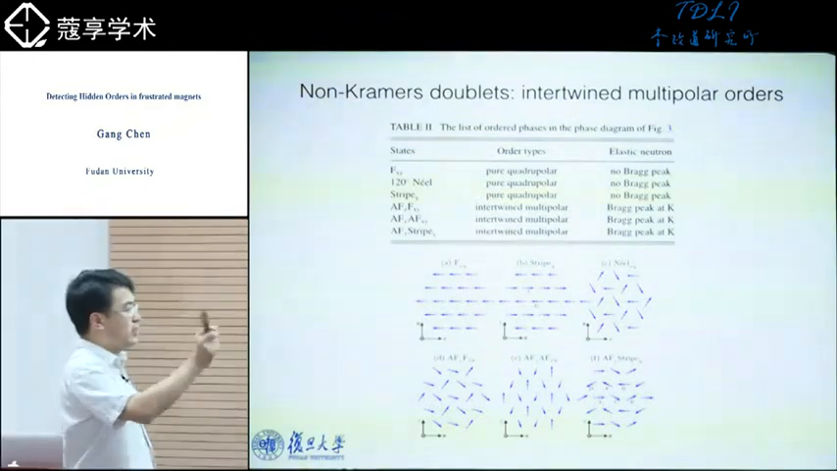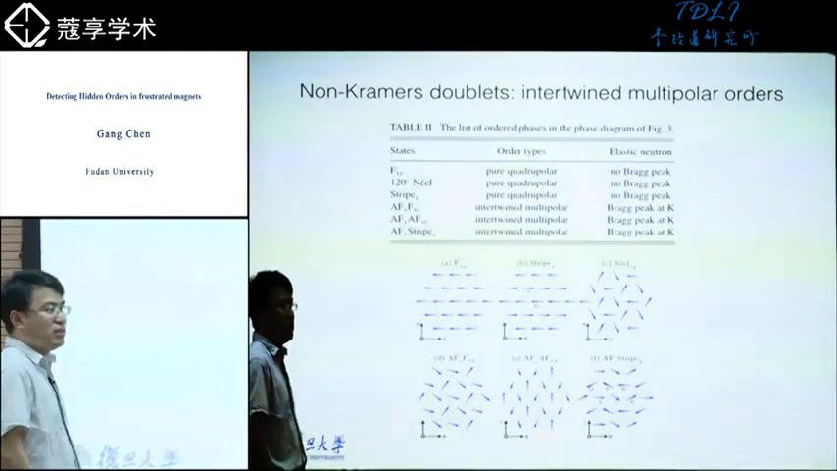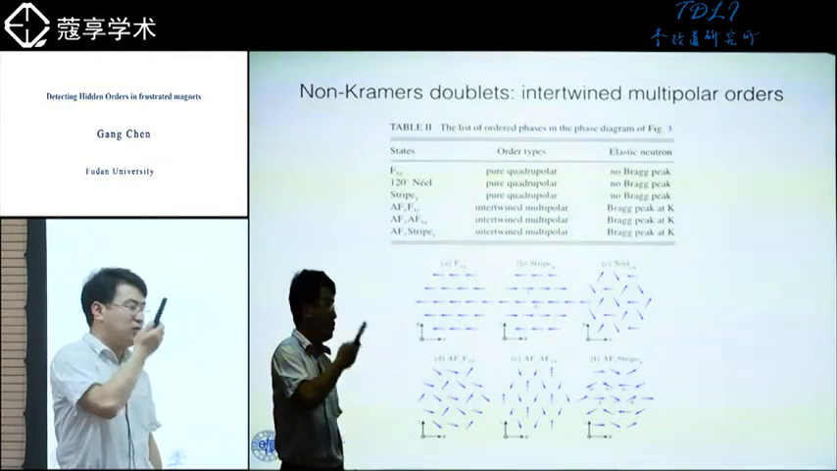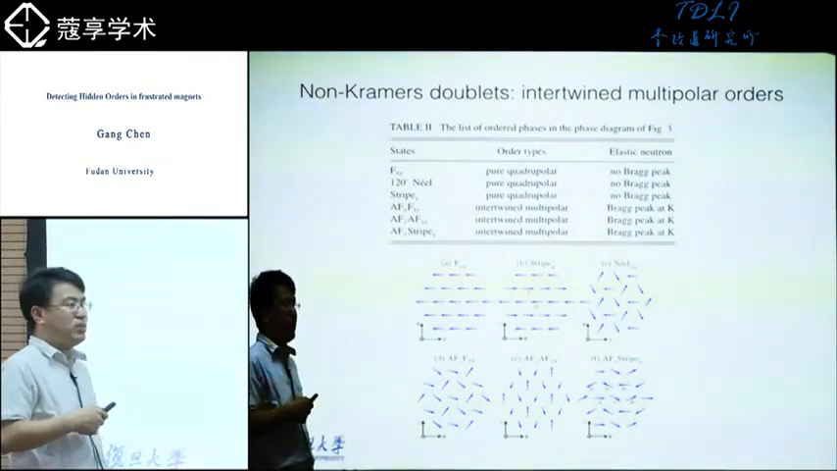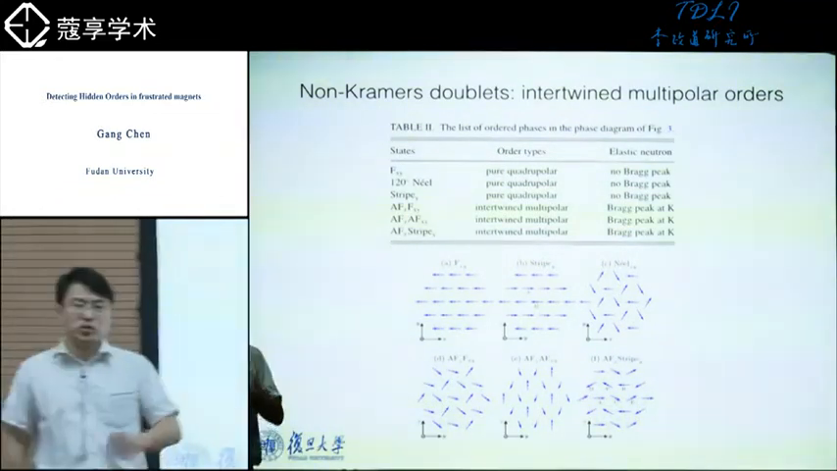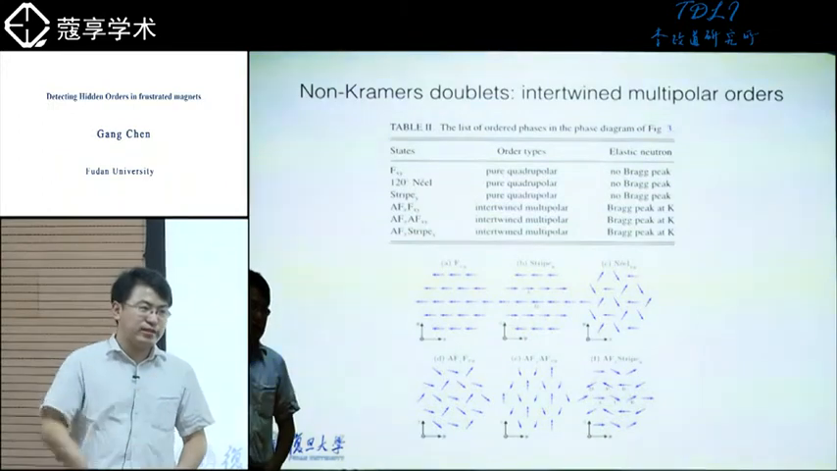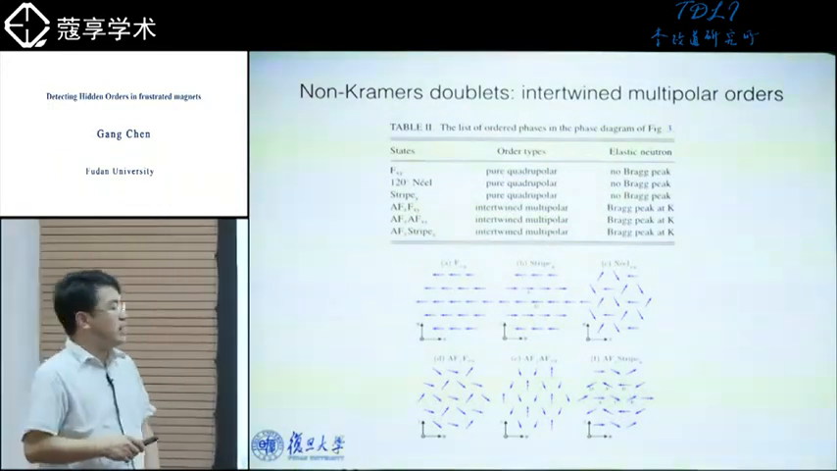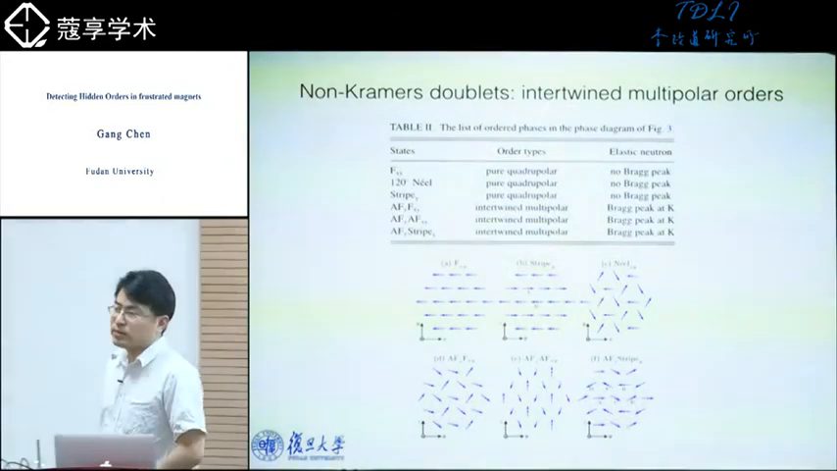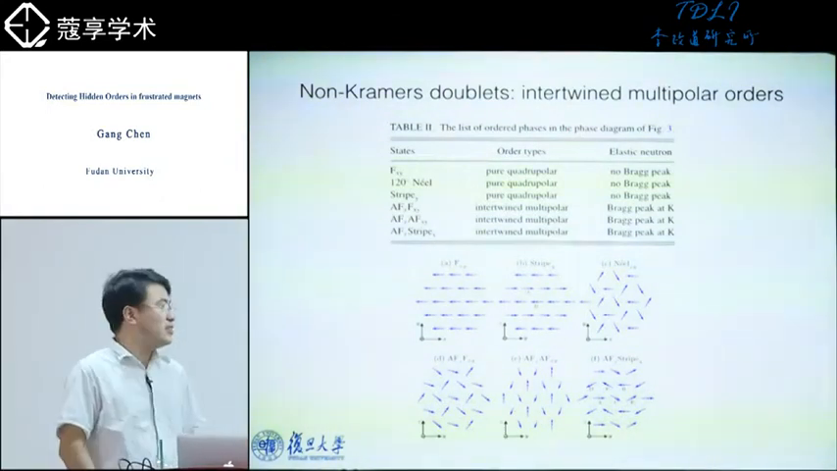The neutron spin would not be sensitive to these orders, because the neutron spin couples to magnetic order. This is not a real, conventional magnetic order that breaks time reversal symmetry, so the neutron spin would not see it. You would not see any magnetic Bragg peak in a neutron diffraction measurement, right?